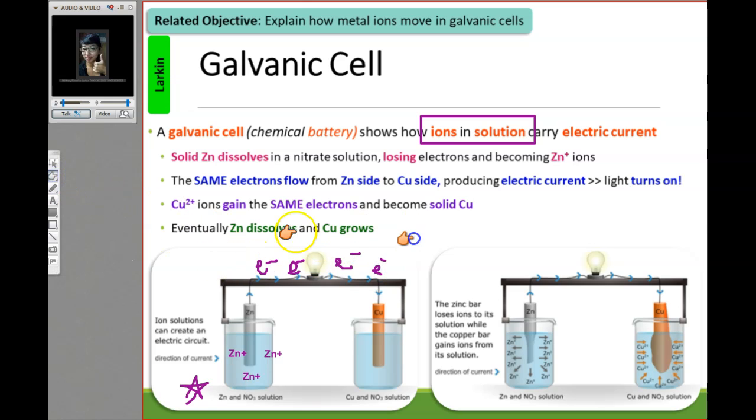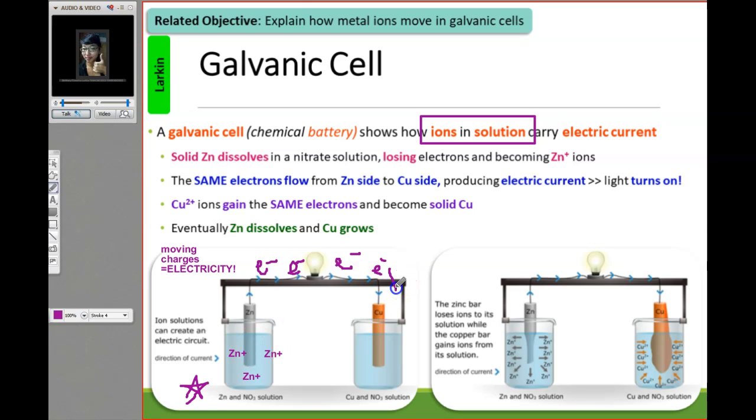And remember, moving charges are electricity. So these moving charges, that is electricity. As these electrons move, you are creating electricity, and the light turns on, or your phone turns on, or your remote control turns on. All right, so that is how batteries work.